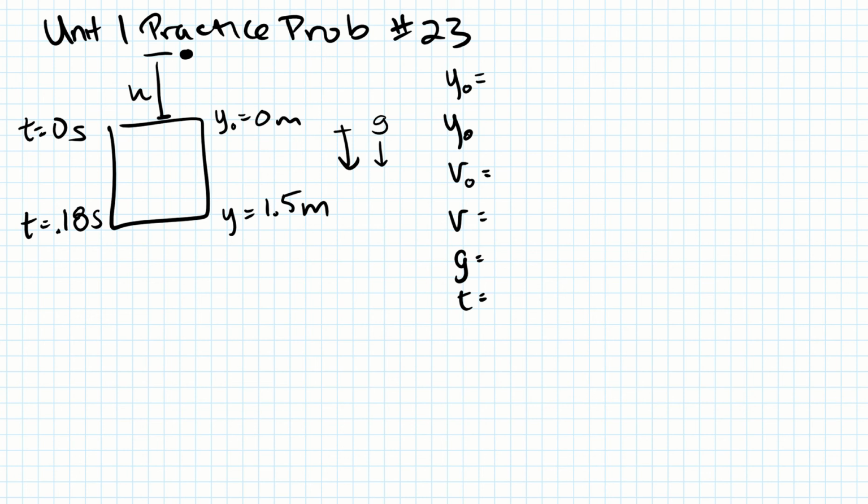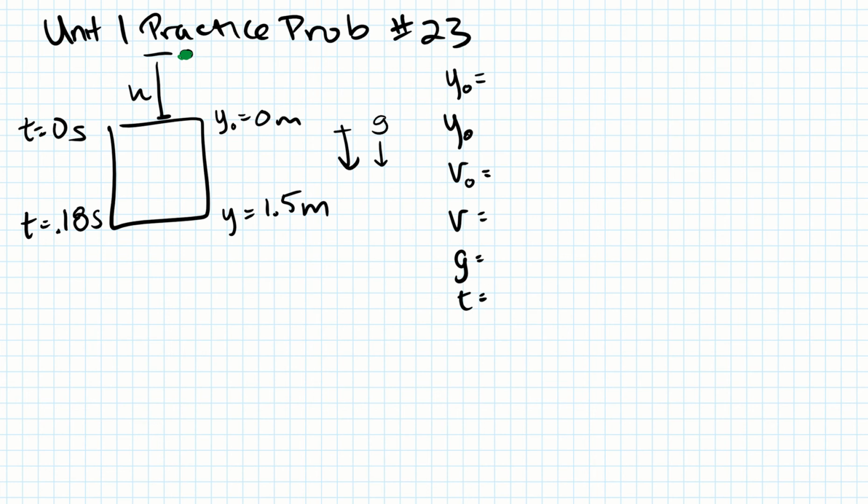Unit 1, practice problem number 23 is one that I've gotten numerous questions on. So in this problem, you have an object that is dropped an unknown height above a window. So here's our object, and let's just call that height h for now. We don't know how high it was dropped, but we do know that at some point later it falls past a window, and it is at the top of the window.